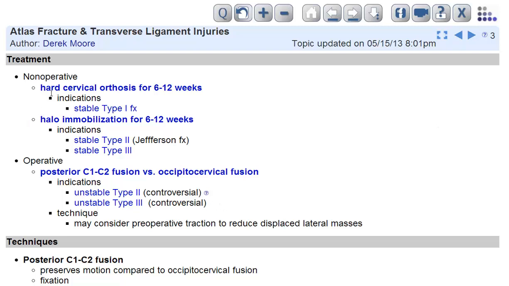There are a large amount of these atlas fractures that can be treated in a cervical orthosis. These are your non-displaced type 1 fractures that you see actually quite a bit of. They can either be a non-displaced anterior arch, non-displaced posterior arch, a non-displaced lateral mass fracture, or isolated transverse process fracture as well.